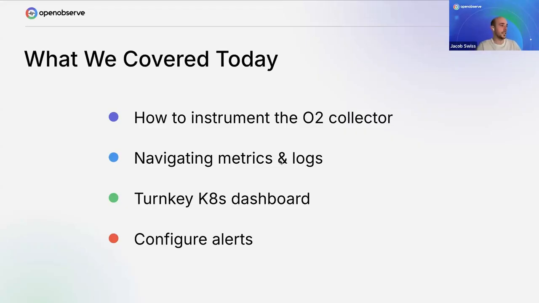All right. Thank you so much, Manus. Let's just quickly recap what we covered. We covered how to instrument the OpenObserve collector, in particular for Kubernetes clusters, how to individually navigate your metrics and logs once they start to get ingested into the platform, how to stand up turnkey Kubernetes dashboards, and then how to configure alerts. There's obviously a fair degree of customization, but with every single incident flow, there's going to need to be customization depending on the tools and processes that you have in place.